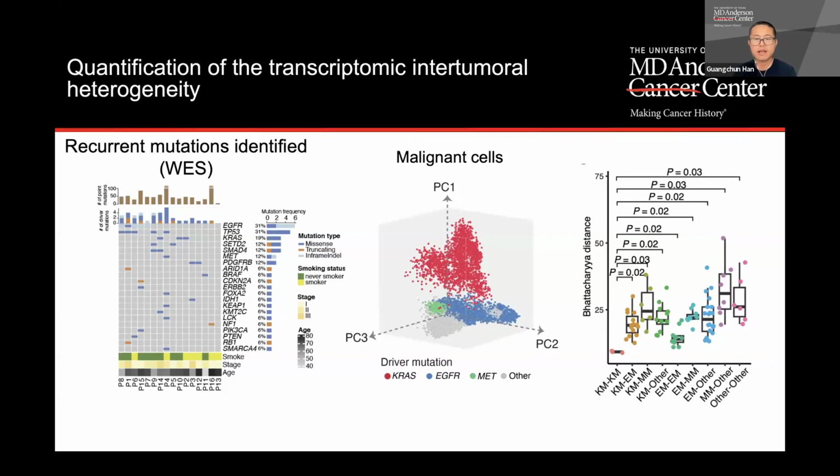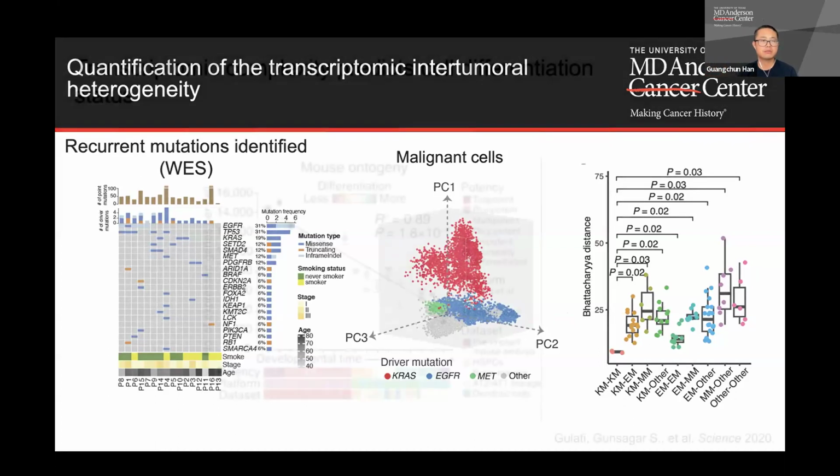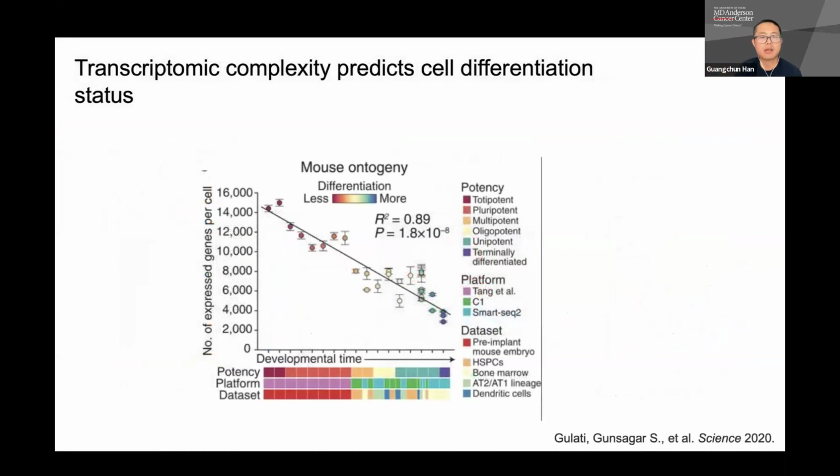We further quantified this difference by using the Bhattacharyya distance, comparing the malignant cell distance between different driver mutation groups. You will see here that the distance within the KRAS samples is the lowest. And if we calculate the distance between KRAS mutant samples and KRAS wild-type samples, the distance increased dramatically. After observing this phenomenon, we further quantified additional features of the malignant cells.